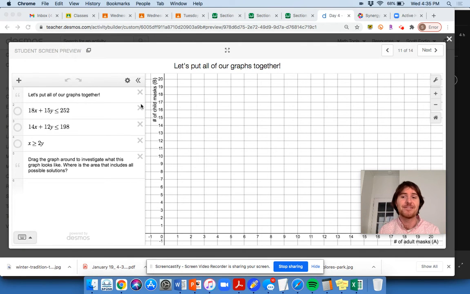So again, we're looking at this same graph here where we have number of adult masks, which is our A variable, and number of child masks on our y-axis, which is our C variable. It says B there, it should be C. But anyways, X and Y is what Desmos accepts, so we'll look at all of them here.